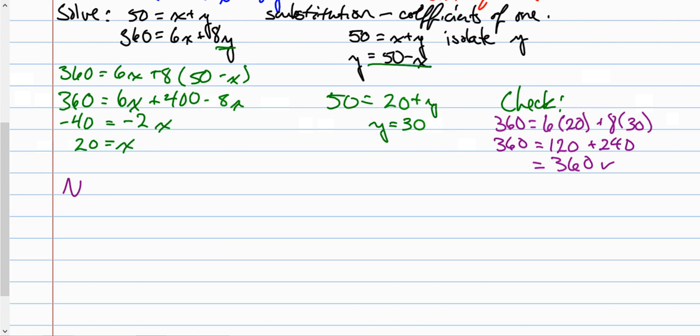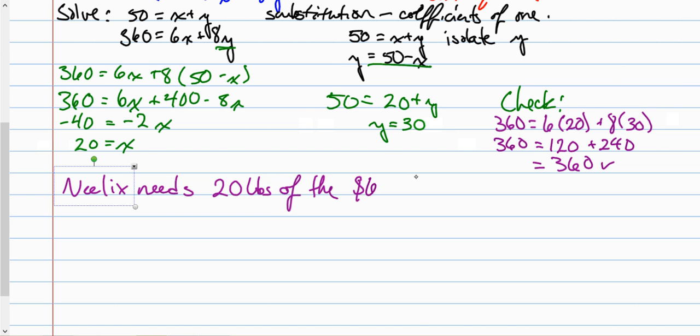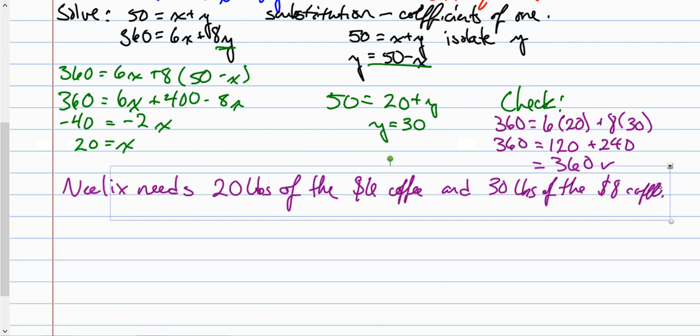So Neelix needs 20 pounds of the $6 coffee and 30 pounds of the $8 coffee. And luckily, your teacher's probably not that picky about spelling.